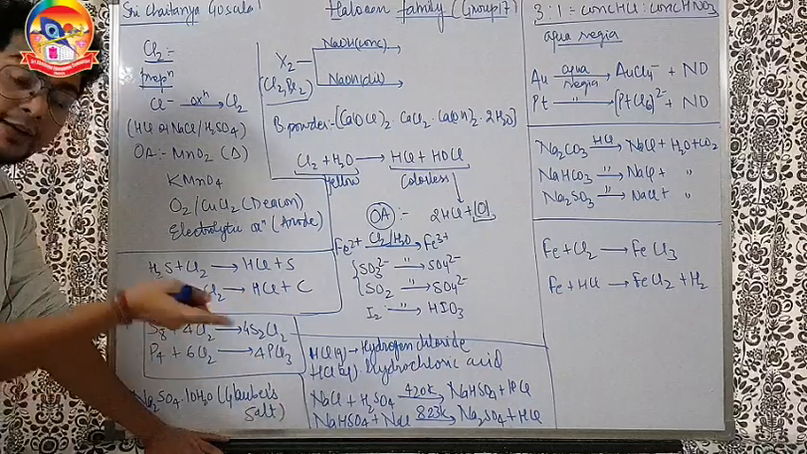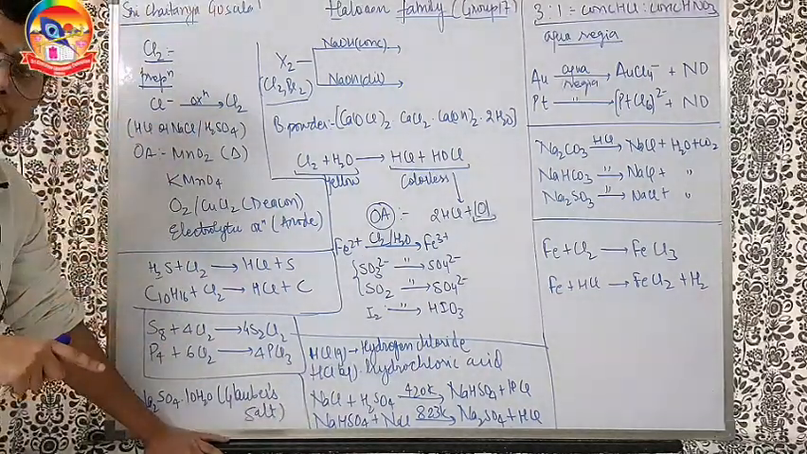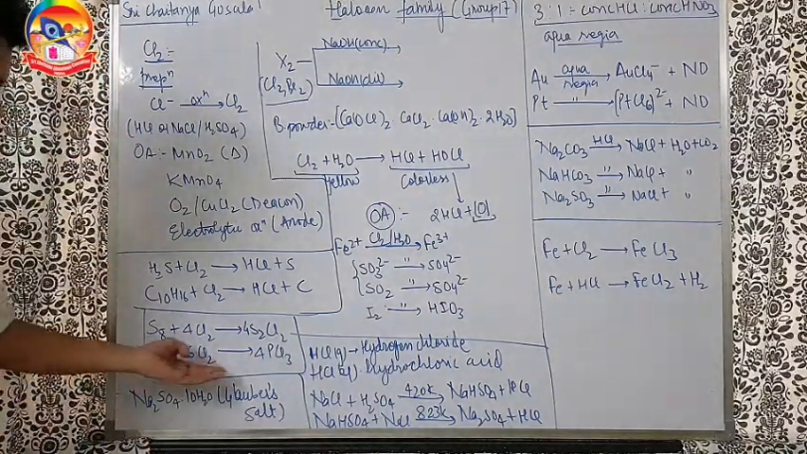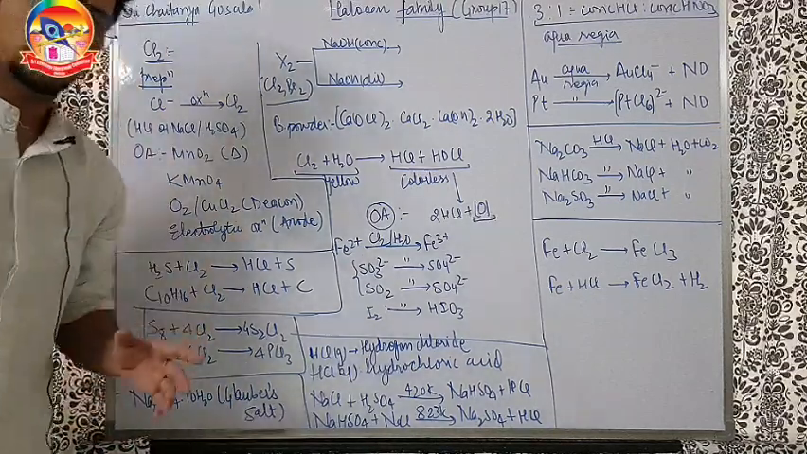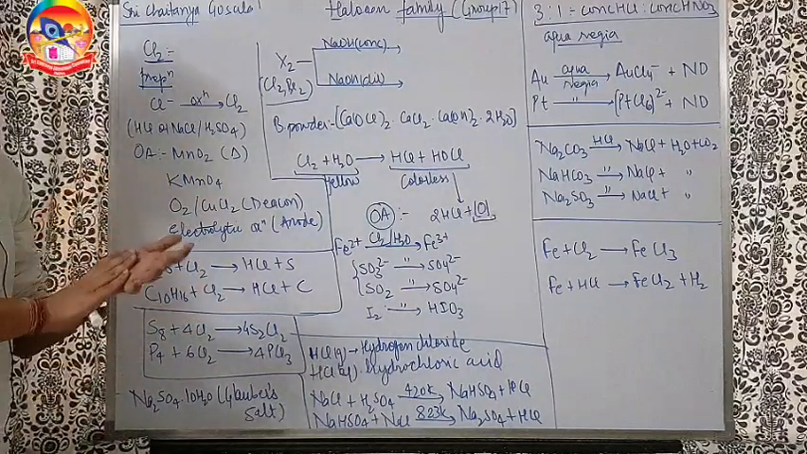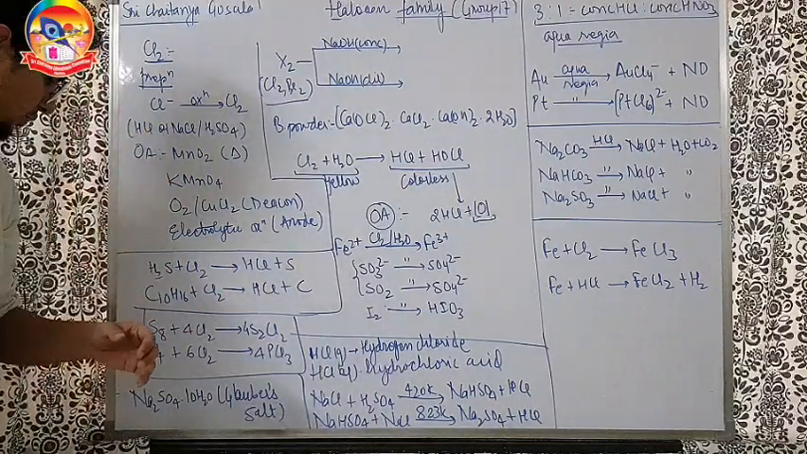Similarly, P4 with chlorine can form PCl3 and PCl5 both. We have read in the phosphorus family. So this is also okay. As per the stoichiometry, we are getting PCl3. PCl5 is also possible. Check for the preparation method. In the previous video also I told that phosphorus plus chlorine can form PCl5 also.